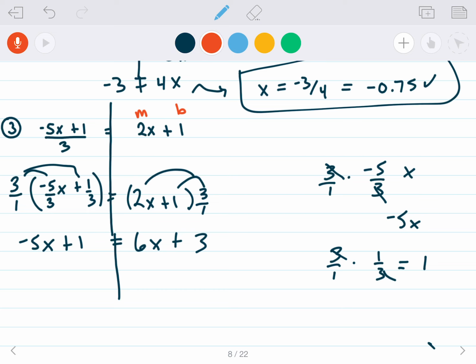Now I can group my x's, and I'm going to start that process by adding 5x to both sides. And when I do that, on the left side I'm left with 1, and on the right side I'm left with 11x plus 3. Now I can subtract 3 from both sides.